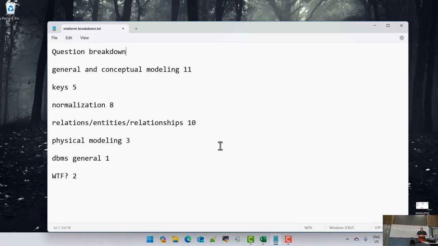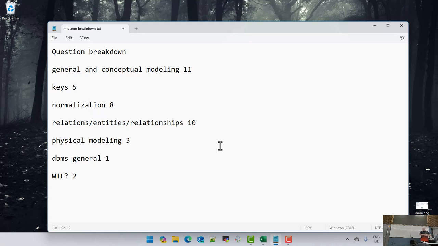There's 11 questions on general and conceptual modeling. This includes understanding what entities are, what attributes are. You like that last one, eh? I'll explain what that is in a minute. Those are generally questions that have to do with understanding entities, what attributes are, what turns entities into a conceptual diagram, that kind of stuff.